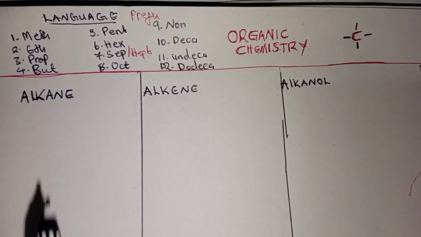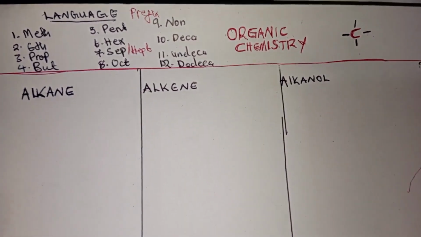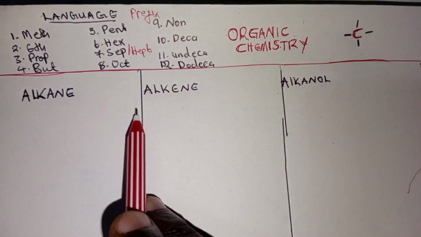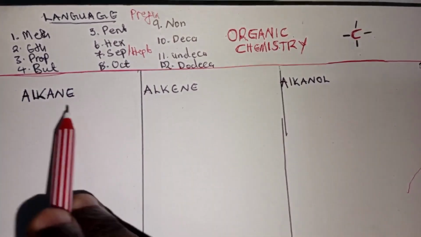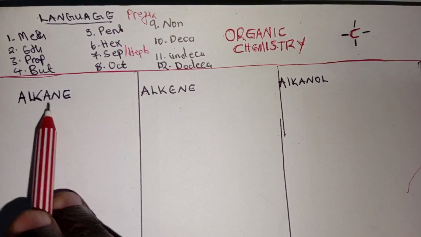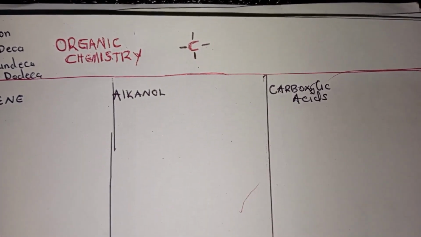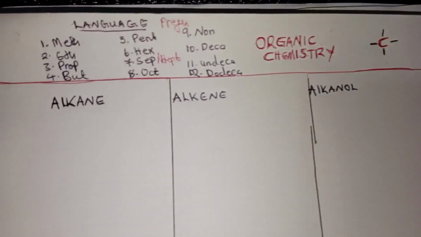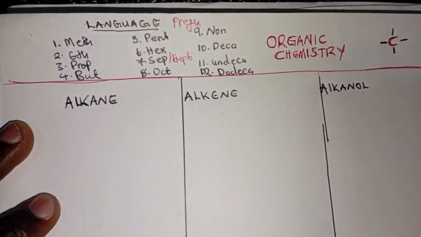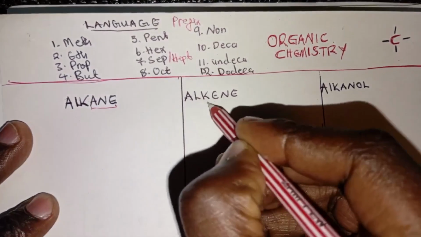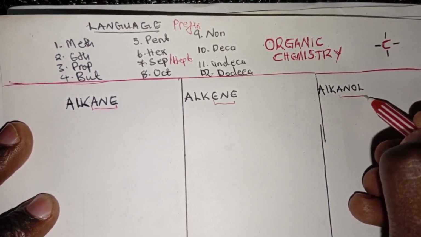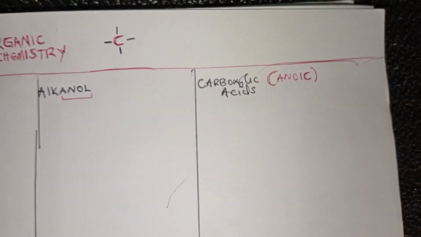Now that we've looked at the prefixes, we need to pay attention to what we call the homologous series. We look at them as families. So we have a family of alkanes, a family of alkenes, a family of alkanols, and a family of carboxylic acids. So there are 5. The other one we won't discuss in this video. What I want us to pay close attention to is that if this is a family, each and every family has a surname. This one is a surname, this one also, and this one also. But when it comes to the carboxylic acids, their surname is anoic.